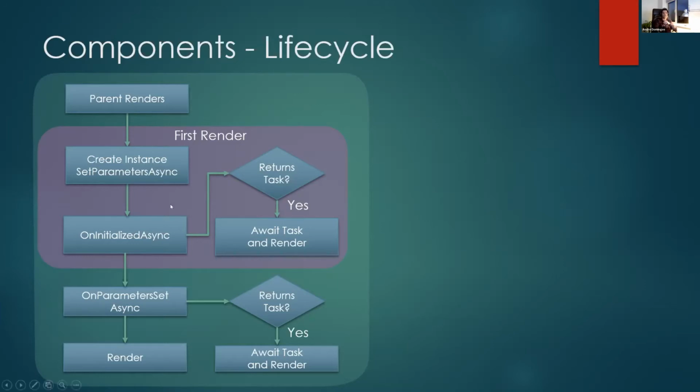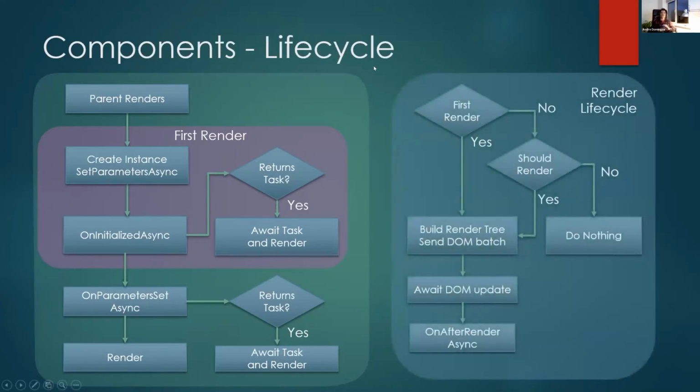And when I say render, there's also a life cycle for the render that I think is kind of interesting to go through. So you have your first render. If it's your first render, then the render tree is built. And by render tree, for those of you who've worked with React, for example, you'll be familiar with this concept of a virtual DOM. So the way Blazor works is it will see what DOM needs to be updated, and it will only send the delta. So we're not updating the whole DOM.